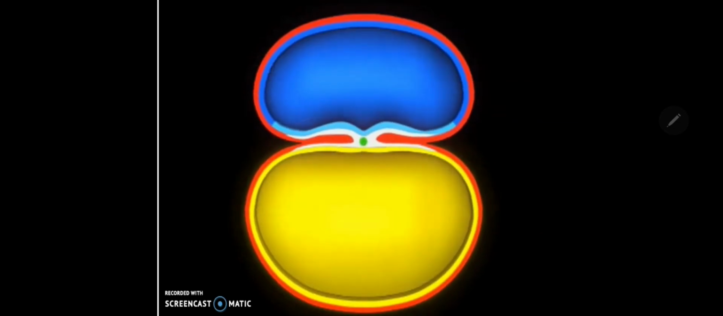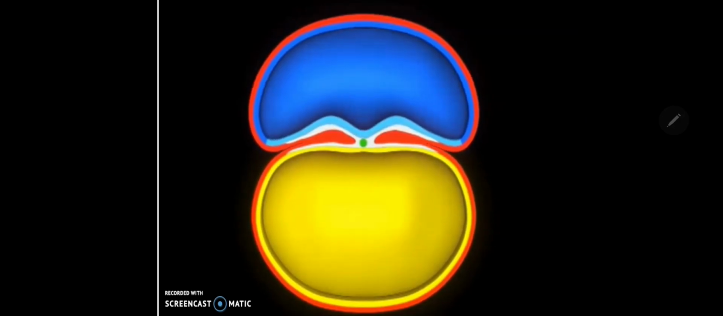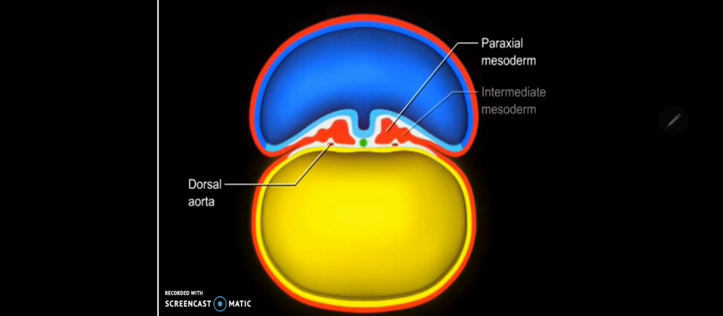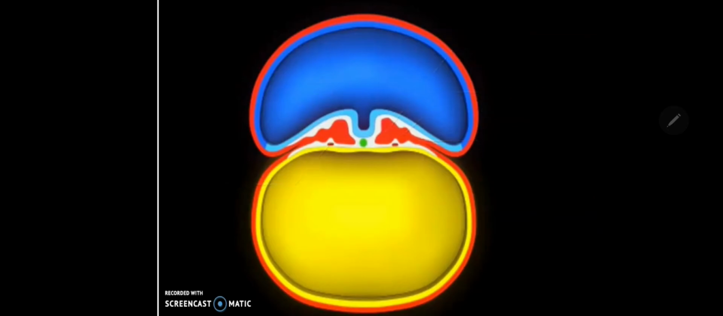And what happens because of the folding? This is the lateral folding. You can see the blue amniotic cavity is getting enlarged in size, whereas the yolk sac will be reduced in size because of the folding.